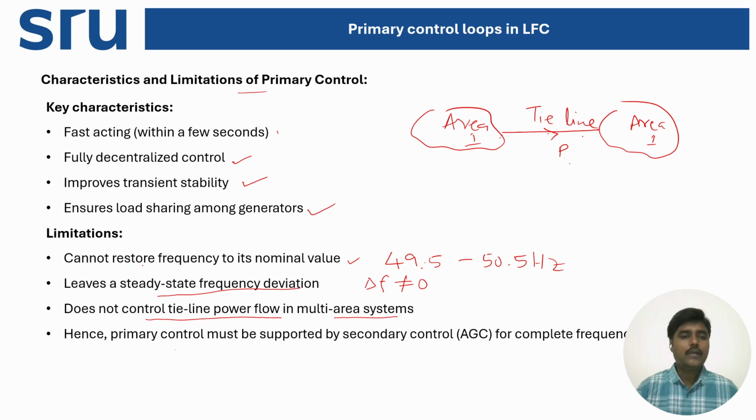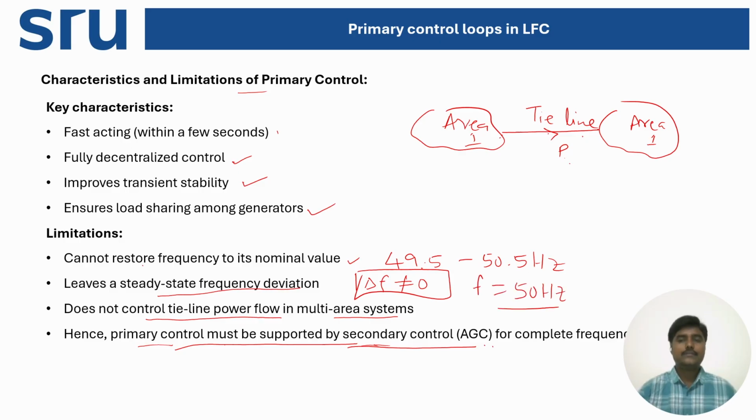Hence primary control must be supported by another control, called secondary control, or we can also call it AGC, automatic generation control, to overcome all these limitations. So this AGC acts as a secondary control for the primary control. Once the primary control does its job, the secondary control comes into picture to take care of the steady state frequency deviation and bring the actual frequency exactly to 50 Hz.